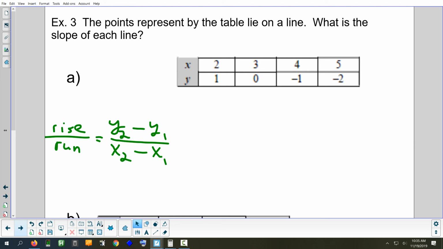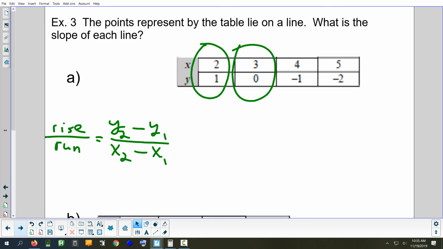2 and 1. All right. So we're going to use that one. And somebody give me one other coordinate you want to use from that table. 3 and 0. I think 0 is a good one. Anytime you get 0, it's going to make the math easier.